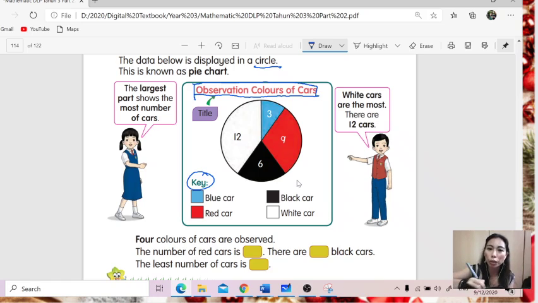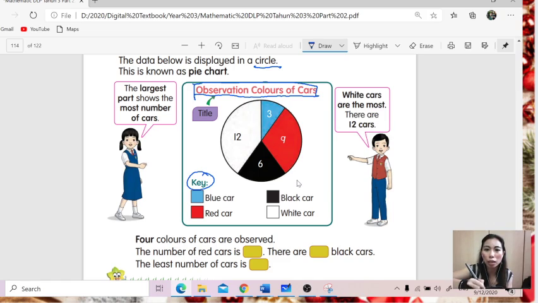Okay, so and then there's the figure here. It can be number, it can be percentage, it can be other things. So it depends on what you want to tell. So here it says white car. Okay, so here in this pie chart there's a number. Okay, so blue car is 3, red car 9, black car 6, white car 12.